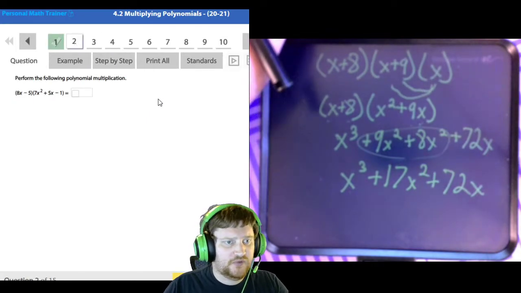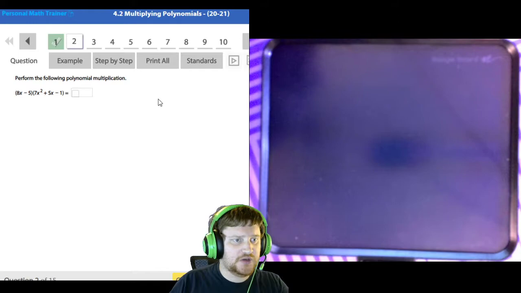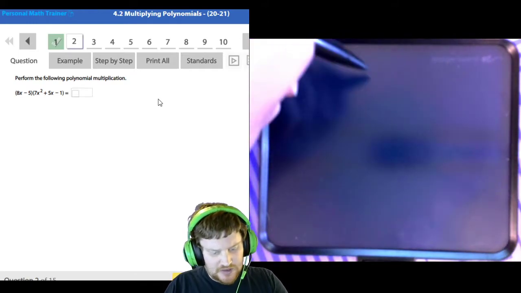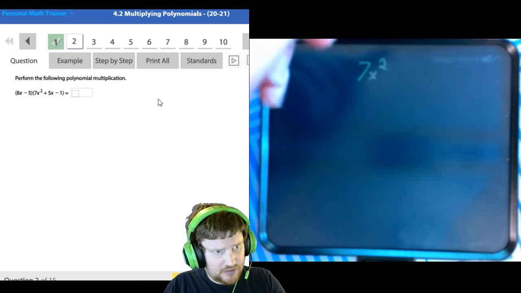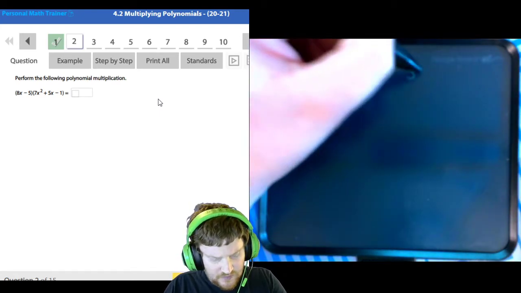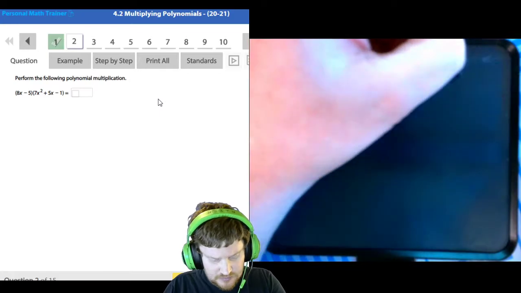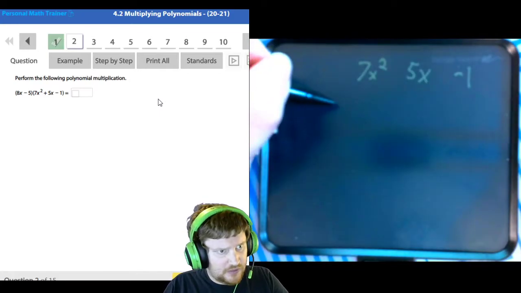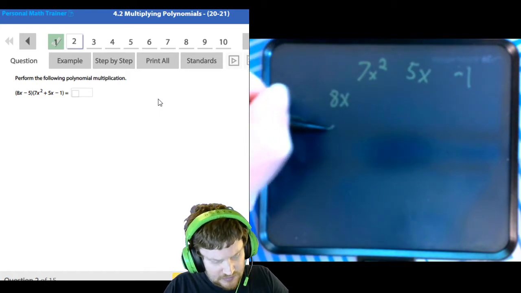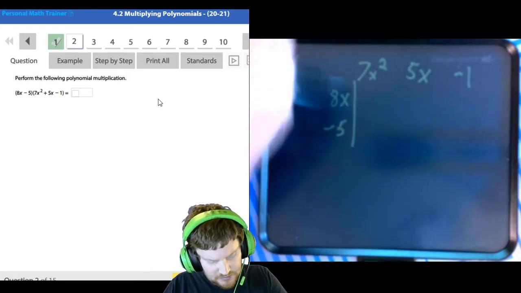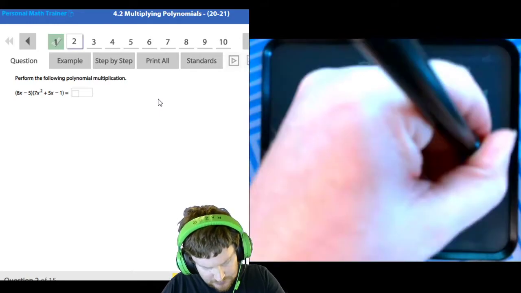Alright, number 2. Perform the following polynomial multiplication. So I have 7x squared, 5x, negative 1. I have 8x and negative 5. I'm going to go ahead and use the box method on this one.